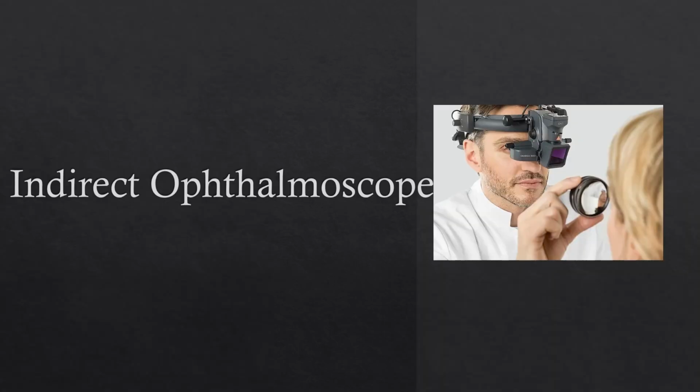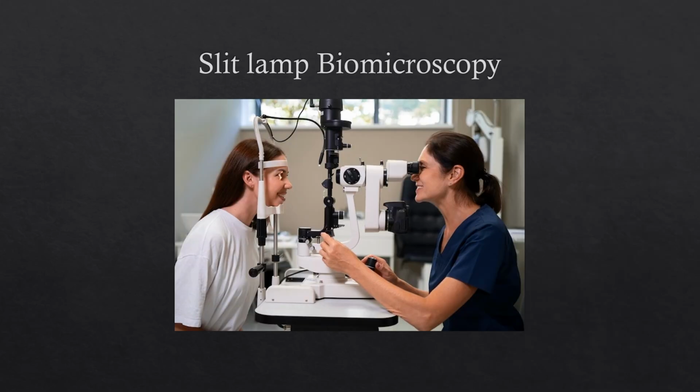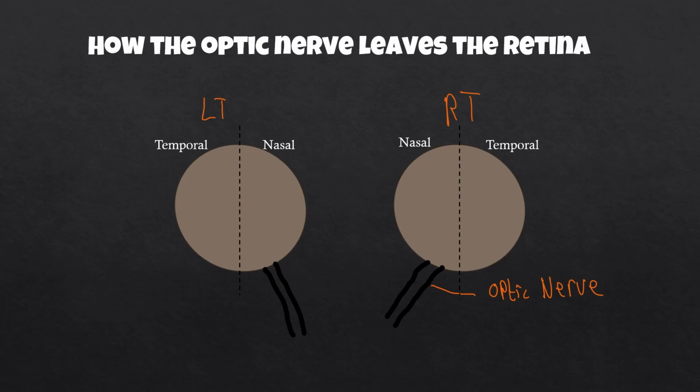Moving on to the indirect ophthalmoscope. This is the one found in the ophthalmologist clinic. They use a lens, as you can see this lens over here, and it gives a better view. It shows the central and peripheral retina, but it's not as magnified as the last one. And finally, this is the slit lamp biomicroscopy. So let's go on to the fundus. This is the main topic of the video.